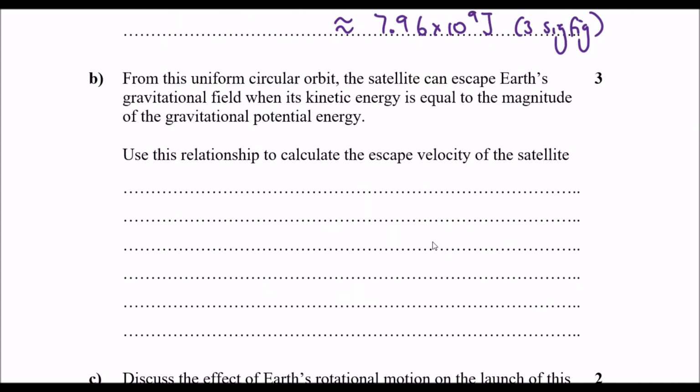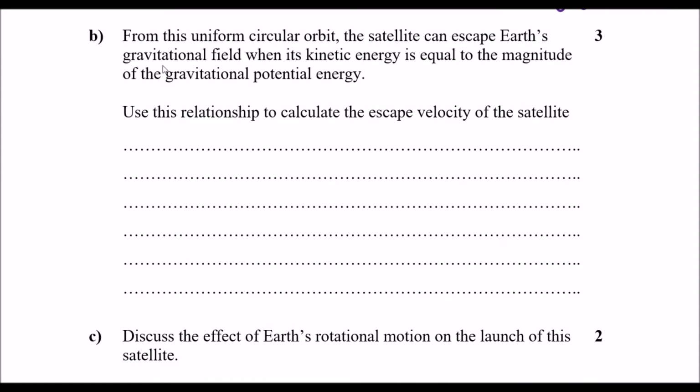Let's move over to question B. From this uniform circular motion, the satellite can escape the Earth's gravitational field when its kinetic energy is equal to the magnitude of the gravitational potential energy. So what that means is the kinetic energy of the orbit, half mv squared, is equal to our potential energy, GMm over r. Okay, so the question is saying derive a relationship to show for the escape velocity.